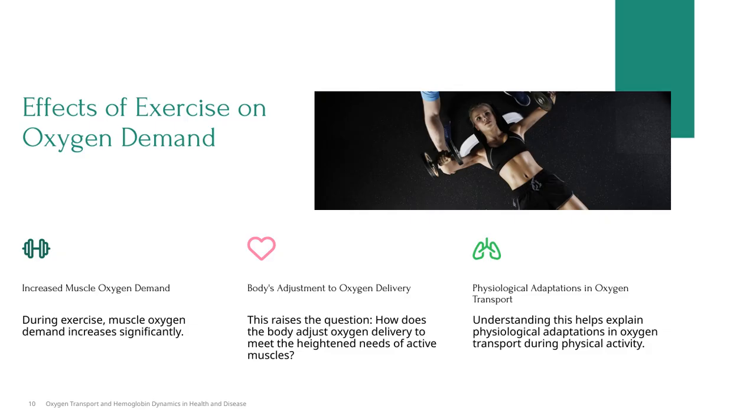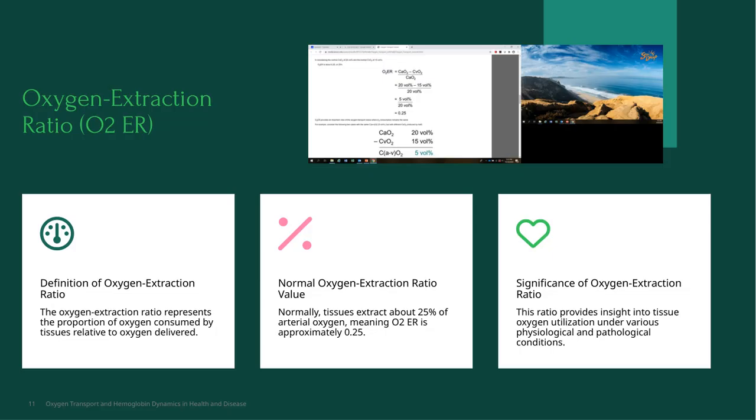Our body responds through a series of physiological adaptations. During exercise, oxygen demand in the muscles jumps significantly, prompting various mechanisms to kick in. These effects on oxygen demand trigger adjustments in how oxygen is transported and delivered. Understanding these adaptive processes helps us see how our body maintains optimal function during physical activity, ensuring that our muscles get the oxygen they need to perform and recover effectively. This connection is crucial to grasping the broader picture of oxygen transport dynamics in both health and disease. Let's take a closer look at the oxygen extraction ratio, which is a key concept in understanding how our tissues utilize oxygen.